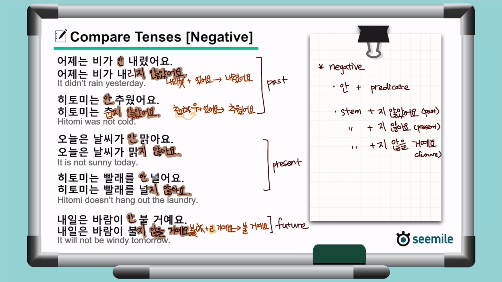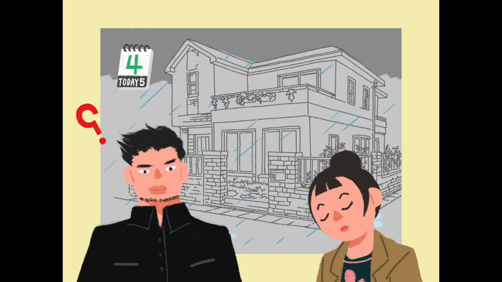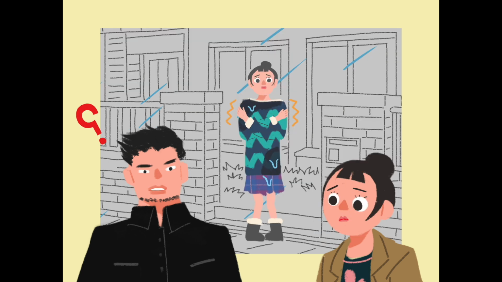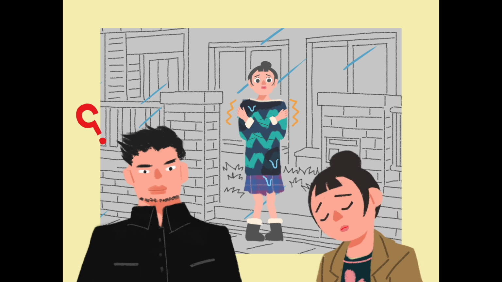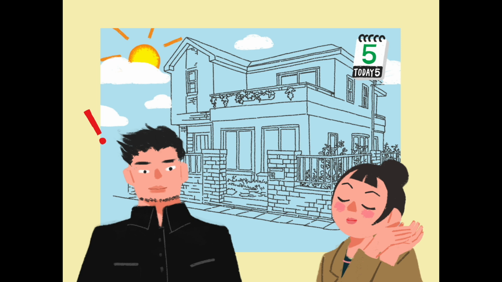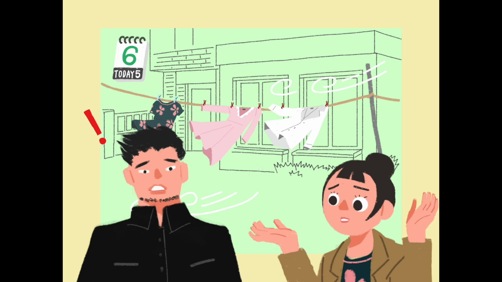Good job! Now, in the following video, let's review how to ask and answer a question in Korean. 어제는 비가 내렸어요? 네, 어제 비가 내렸어요. 히토미 씨는 옷이 젖었어요? 네, 옷이 젖었어요. 오늘은 날씨가 맑아요? 네, 날씨가 맑아요. 내일은 바람이 불까요? 네, 내일은 바람이 불 거예요.